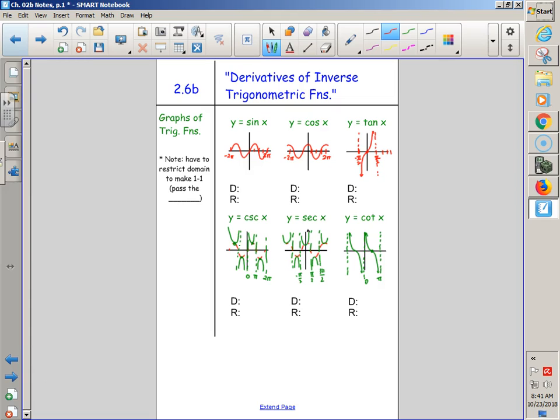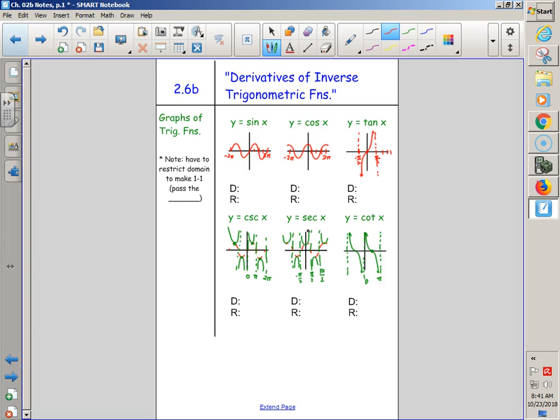The answer is yes. Now, here's the dealio. The beginning of notes, I started off with saying, hey, remember sine, cosine, tangent, cosecant, secant, cotangent? They were things. Do we have graphs of those things on our forever cards? Yes or no?